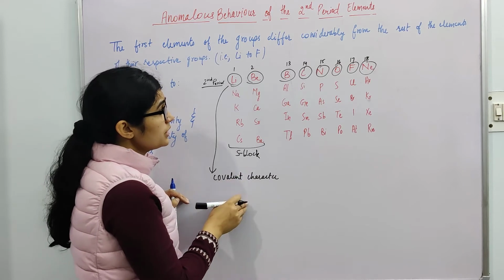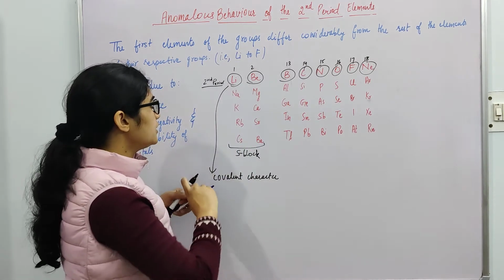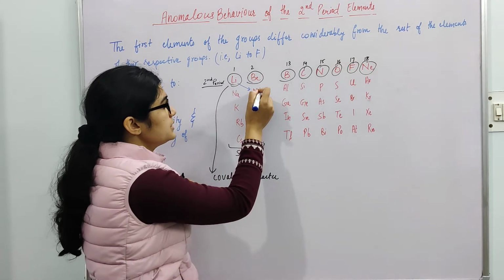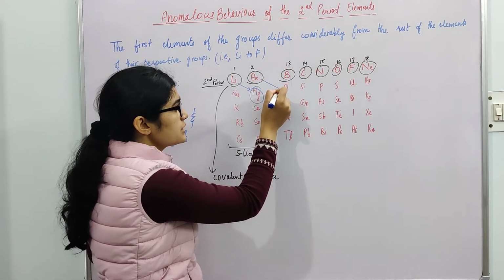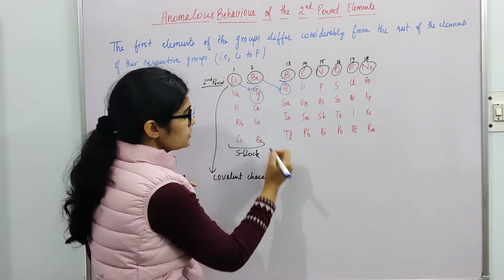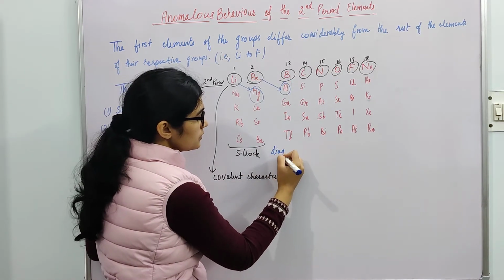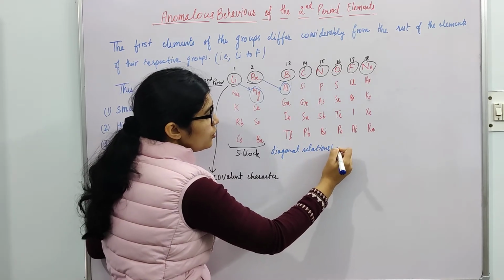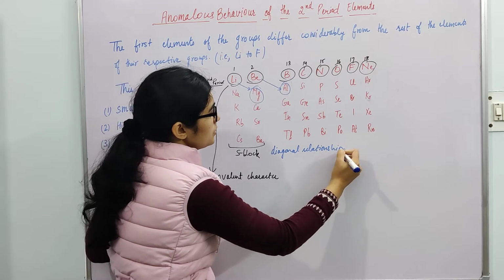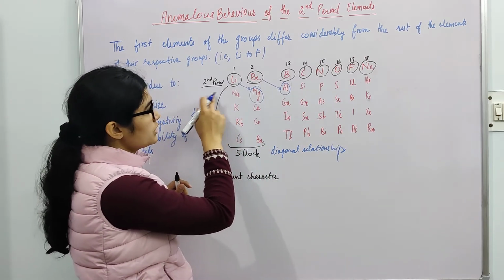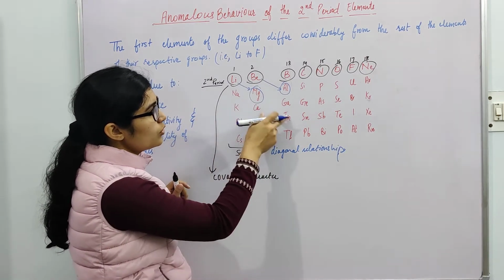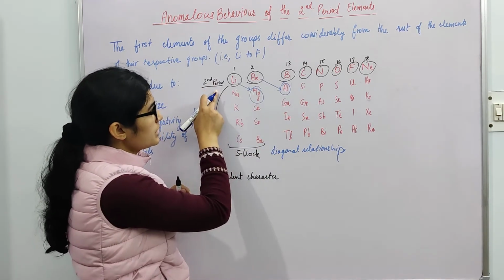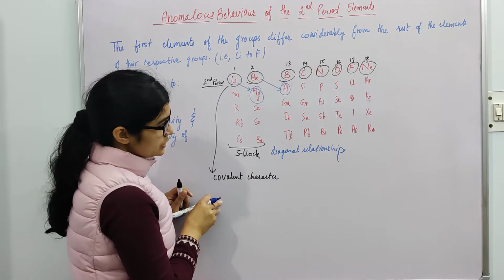And one more thing is there is a diagonal relationship between these elements. Lithium shows similar properties to magnesium, beryllium shows similar properties to aluminium. This is called diagonal relationship. No other elements, like elements from the third period or fourth or fifth, show a diagonal relationship with other elements, but the second period shows diagonal relationship.